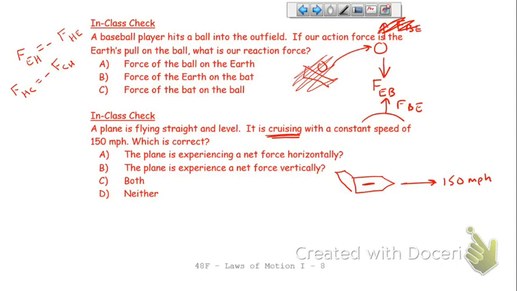The trick is the language. You're in air. This is not a projectile. This is a plane. You're in air. So, give you another few seconds. I think I cut you off.